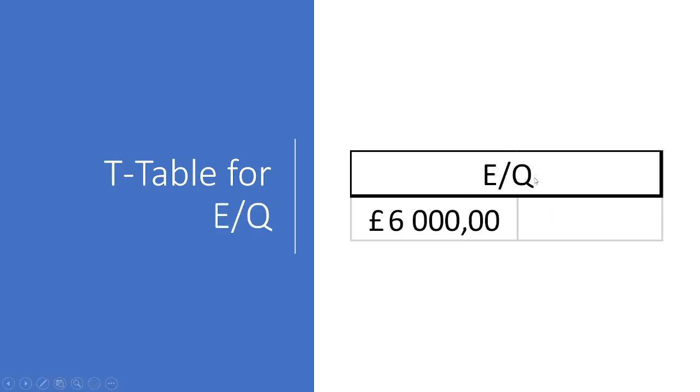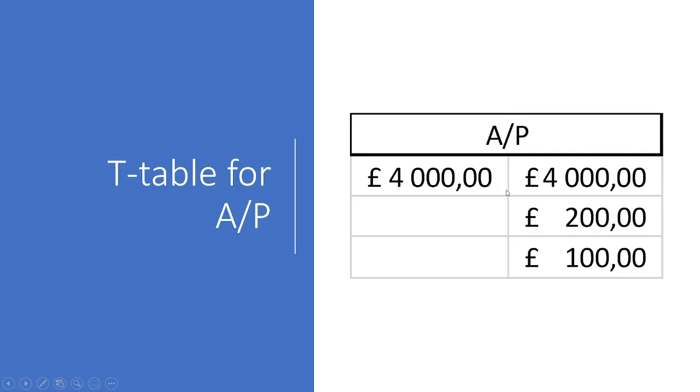So EQ, equipment. I don't really know why I wrote it like this, but when I did it, it felt pretty good. So T-table for equipment. Yeah, so we got 6,000 pounds of equipment, basically. T-table for AP. So AP is short for account payable. So this is what happened. These two cancel, and the remaining total amount would be 300 pounds.